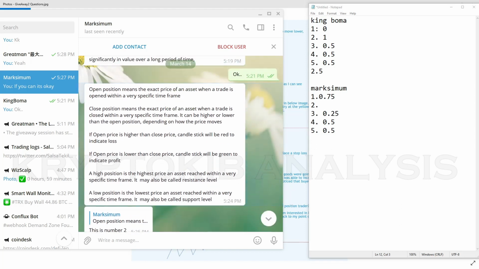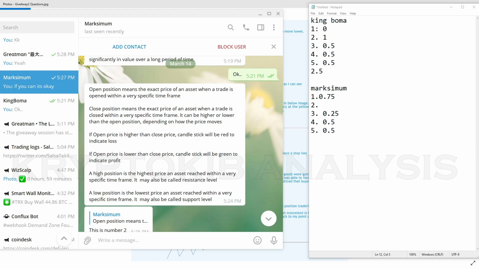Open position means the exact price of an asset when a trade is opened within a very specific time frame. Close means exact price of an asset when a trade is closed within a very specific time frame. It can be higher or lower. Let me not read out the explanation so I don't find something. If open price is higher than close price, candlestick will be red.